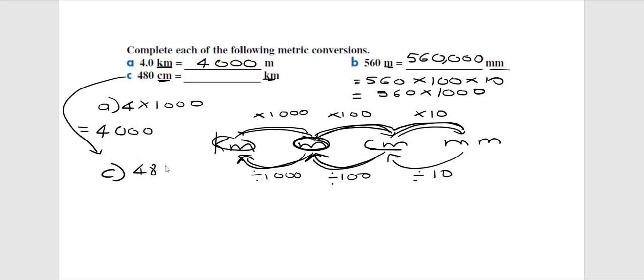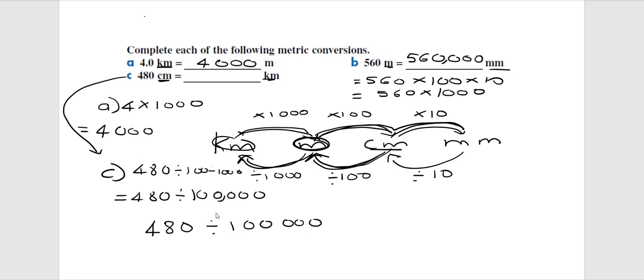480, I have to divide by, so I'm at centimeters, divide by 100, and then divide by 1,000. So I can put that into one number. I'm dividing by 1 and 1, 2, 3, 4, 5 zeros. That is 100,000.